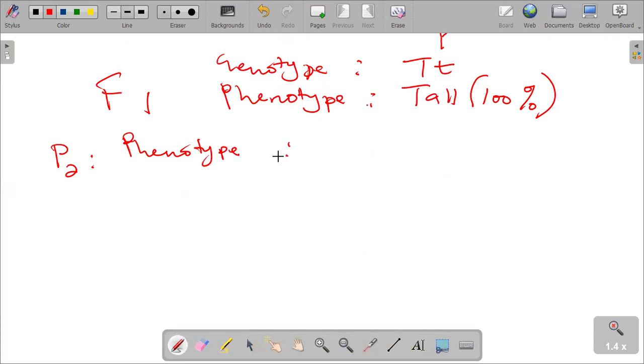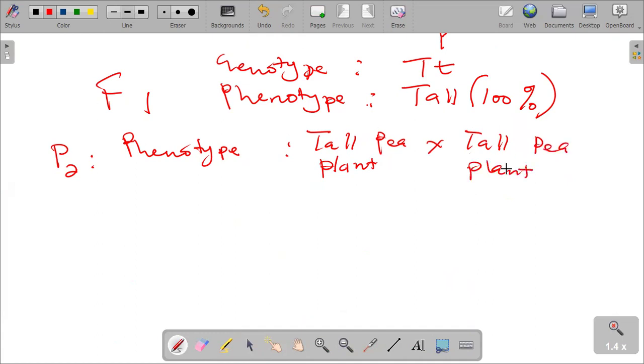So our phenotype in this scenario, again, is a tall pea plant. A tall pea plant is crossed against a tall pea plant. And don't forget that we said this F1 becomes the P2. The F1 offspring become the P2. So F1 are the ones that we are taking to represent the P2 that we are showing here.